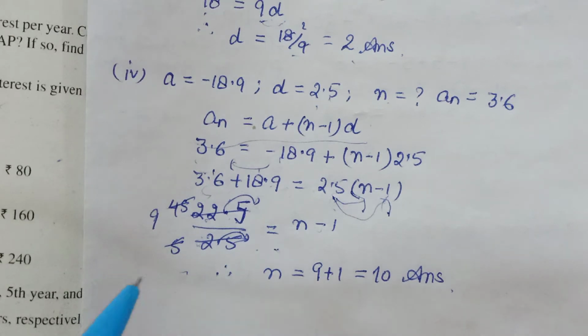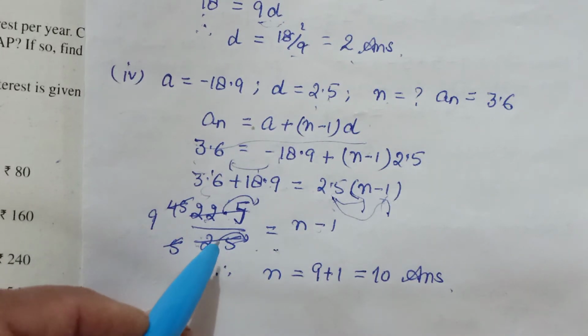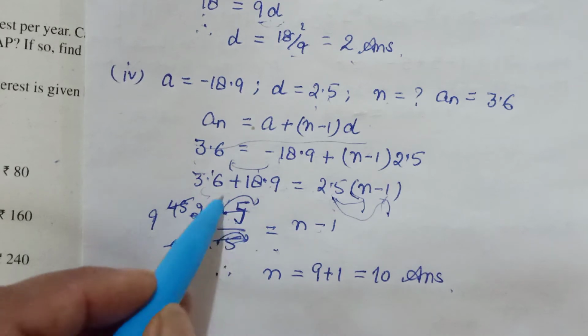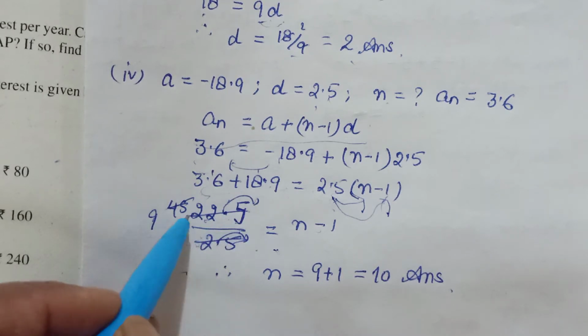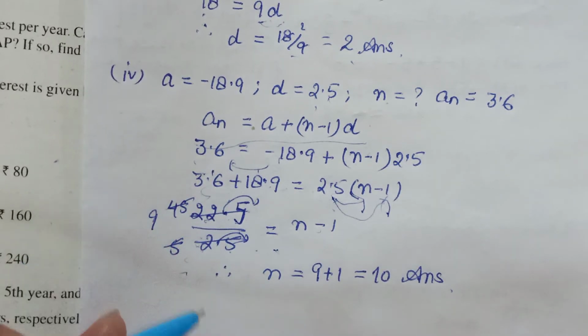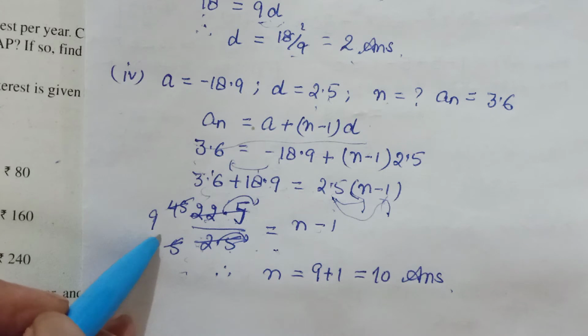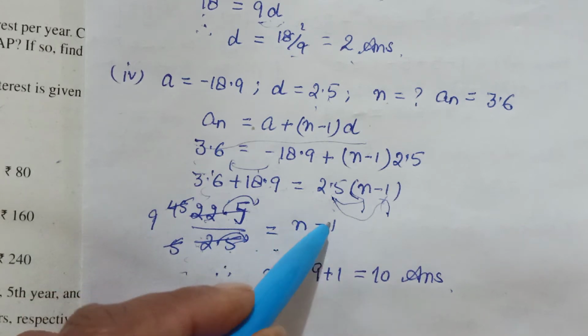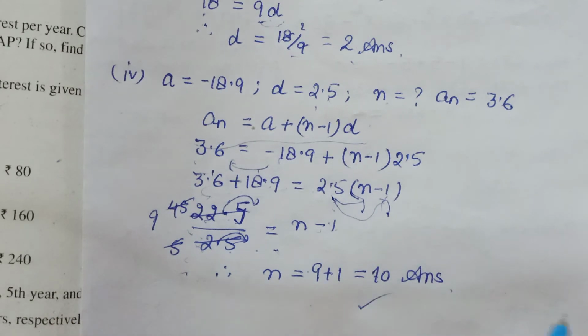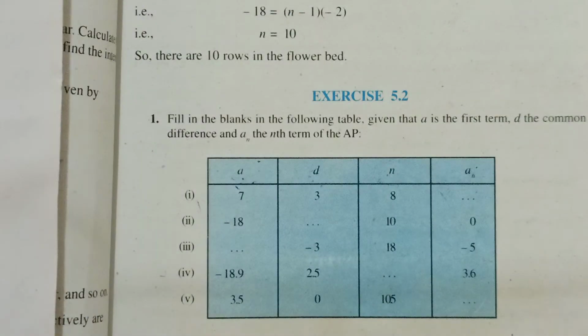by 2.5. Remember, for decimals, the number of decimal places you remove from the denominator will also be removed from the numerator. So 1 place, so it becomes 225 upon 25. Cancelling by 5, or if you're understanding, you can do it. You're getting it 9 times. So 9 is equal to n minus 1. 1 will go to the other side, so 9 plus 1, n is equal to 10. Okay, so like this only, children.